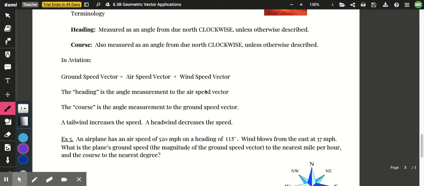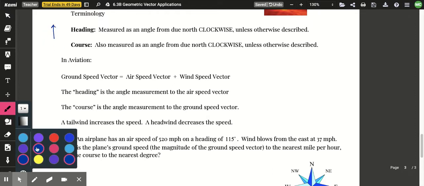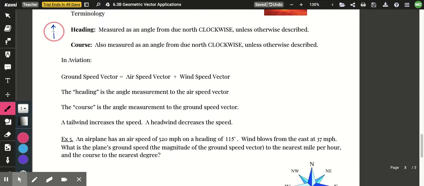Heading is measured as an angle from due north, clockwise. Now, this is very different from how we show our angles in mathematics. In math, normally we start at the positive x-axis and we go counterclockwise. These are saying we're going to start from north. North usually on paper is represented straight up, and then we're going to be going clockwise from there. So our angles are going to be going this direction. So it's a very different measurement.